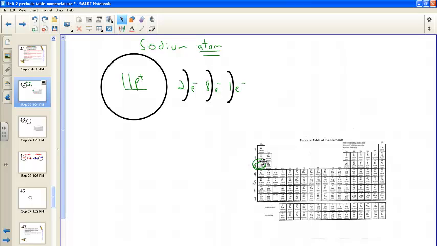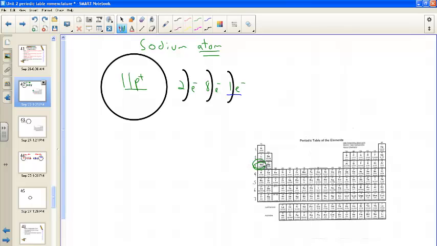But in order for an atom to be stable or happy, what it needs to do is have a full outer shell. So it's going to try to get rid of or gain electrons so that it has a full outer shell. How can it do that? It has to be in contact with the right chemicals that can either accept or give it some electrons.